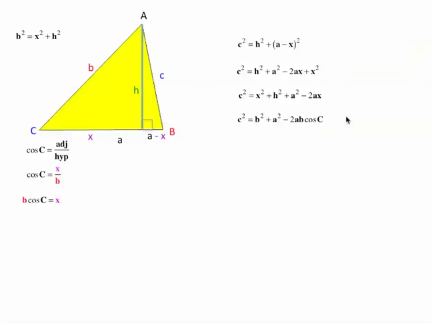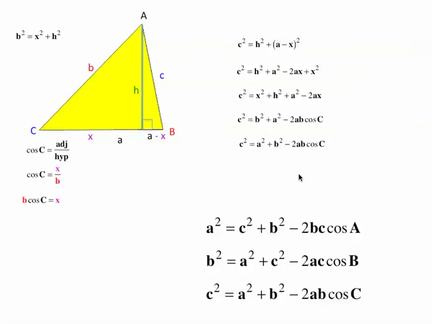Now I'm just going to reorganize it. I'm just going to put the a before the b, and that's it. So c squared is equal to a squared plus b squared, take away 2ab cos of c. So that gives us the three versions of the cosine law, or the law of cosines. I just like to call it cos law because I'm hungry.